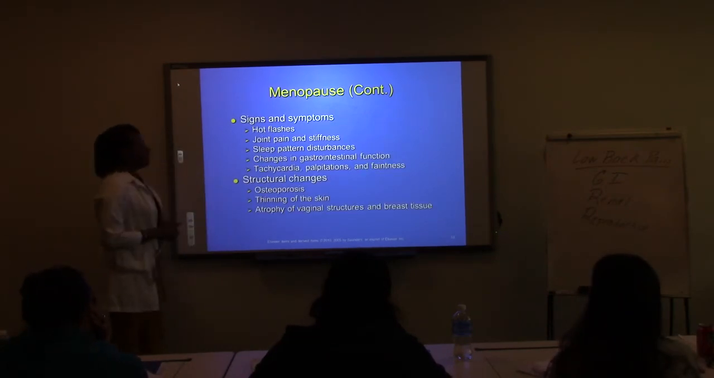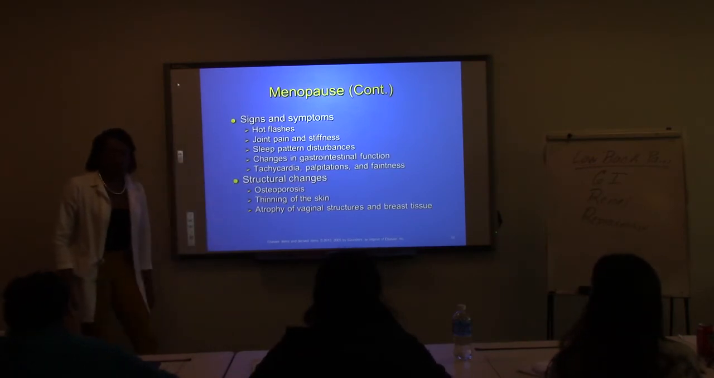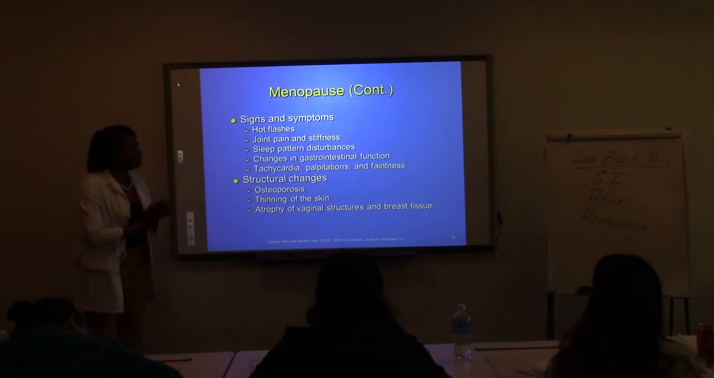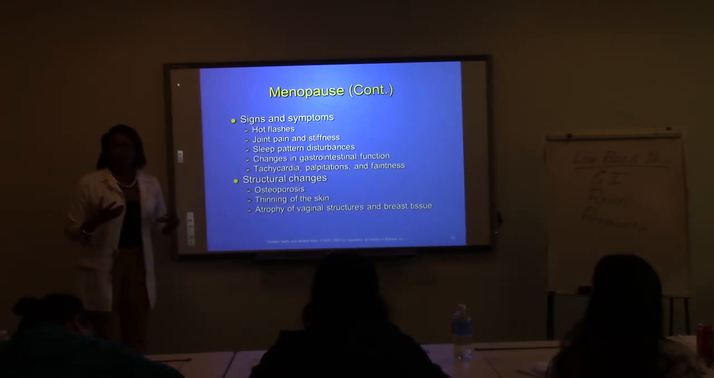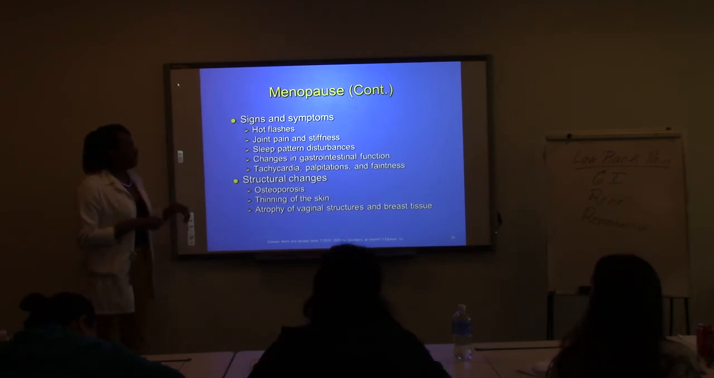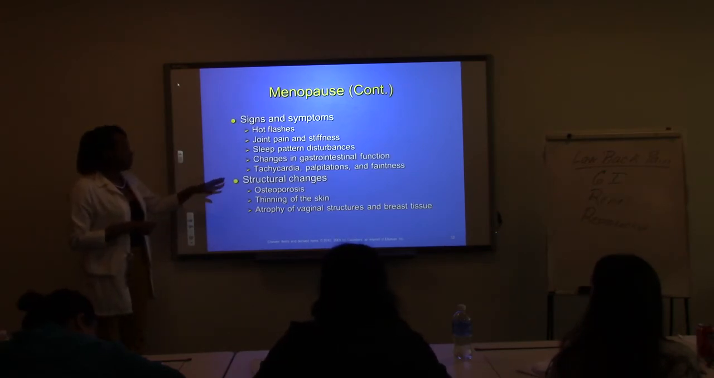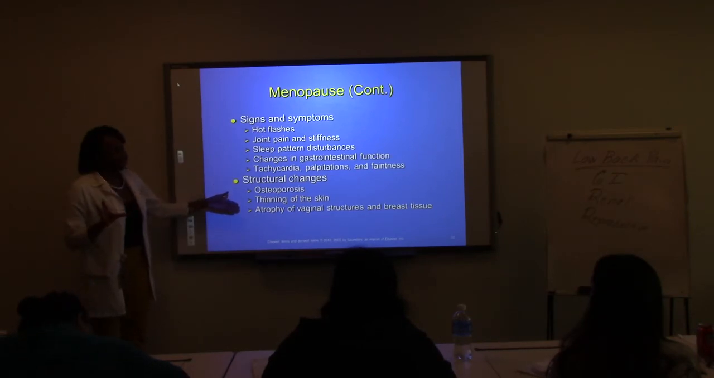Signs and symptoms, I think we all know the common hot flashes, okay, with menopause. So hot flashes, joint pain, stiffness. Sometimes the sleep pattern is disturbed, but they can also wake up in a cold sweat, okay, because they're hot and they're cold and hot and cold, and so it kind of goes back and forth. Changes in GI, palpitations, things like that. There are also some structural changes that can occur during menopause, and this also has to do with aging.